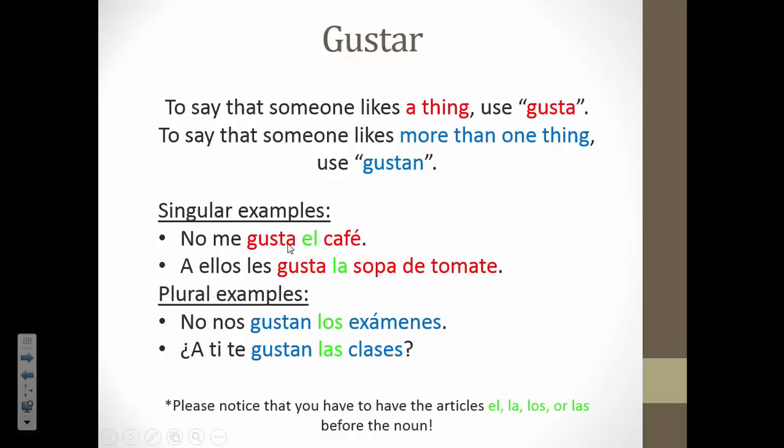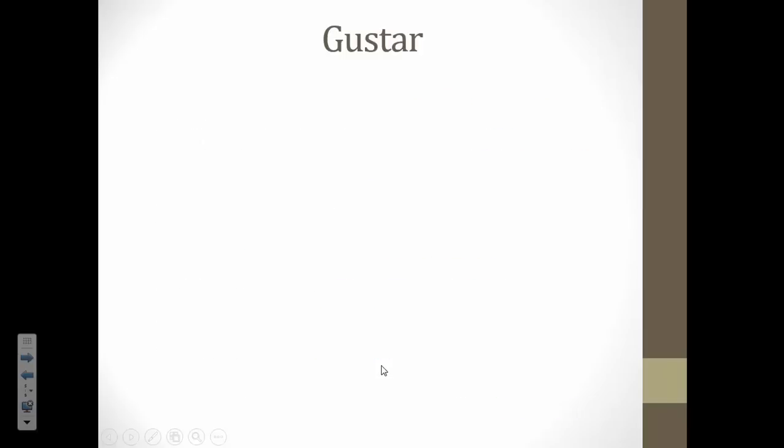So you have to say el café when you're saying that someone likes or doesn't like coffee. Okay? You have to say la sopa if someone likes or doesn't like soup. Los exámenes if someone doesn't like tests. Okay? So make sure you use the correct one. It should agree with the noun in gender and number. El café, masculine. La sopa, feminine. Los exámenes, tests, and las clases, classes.